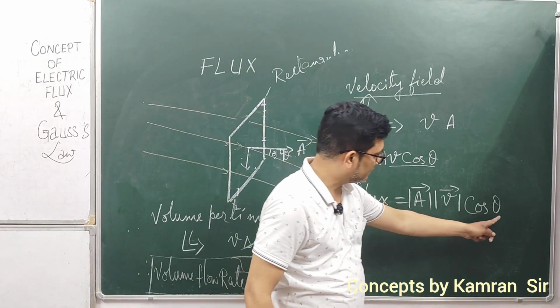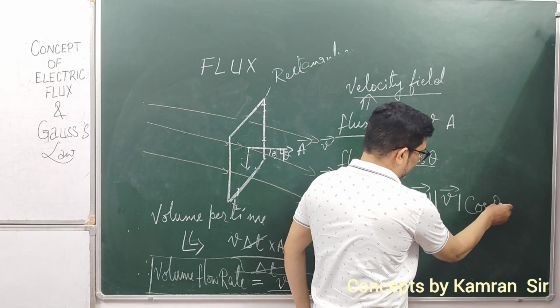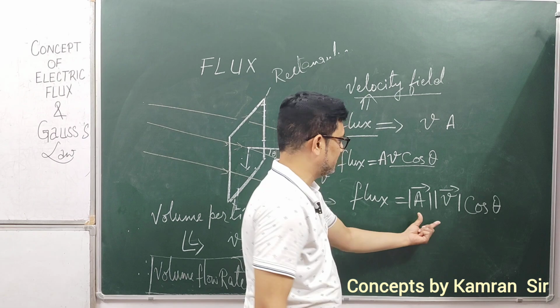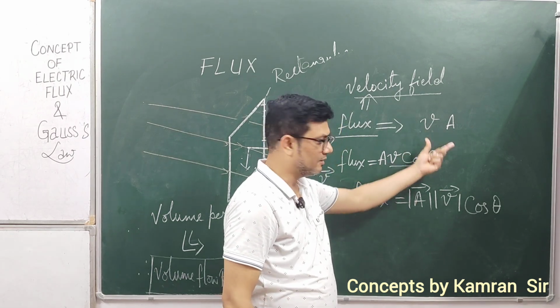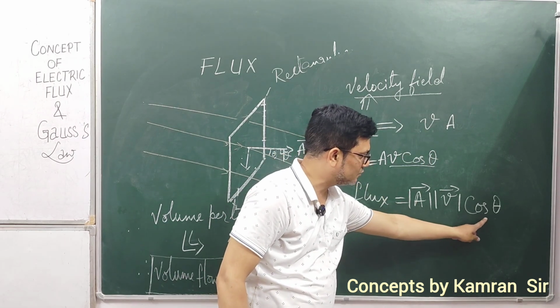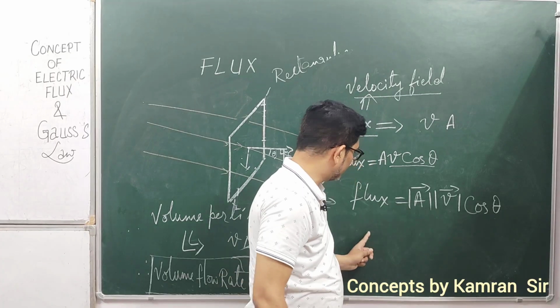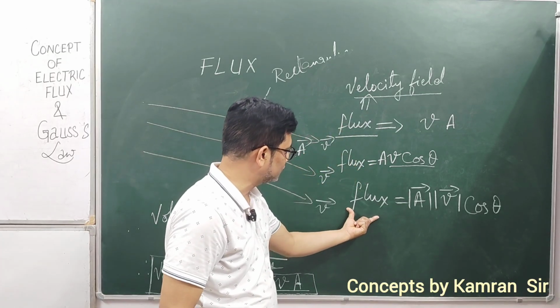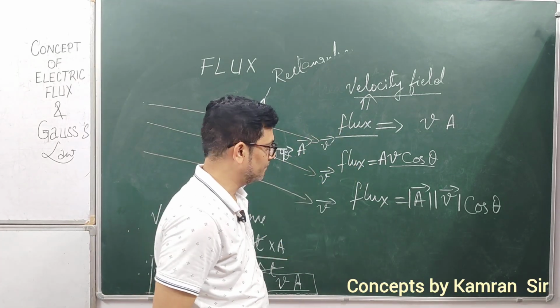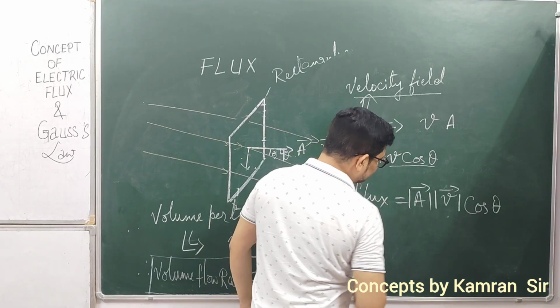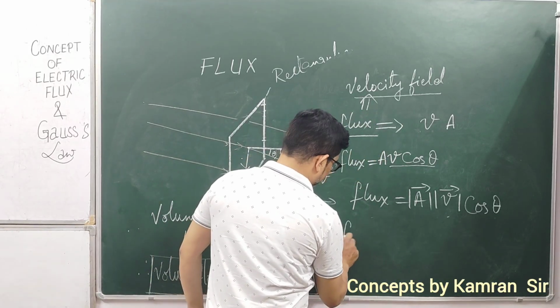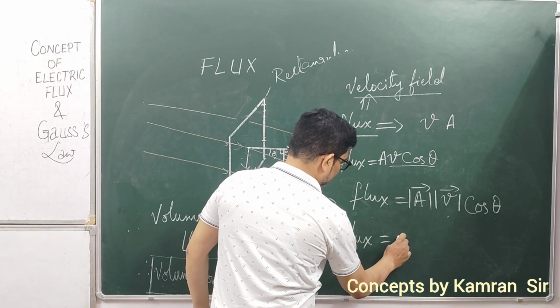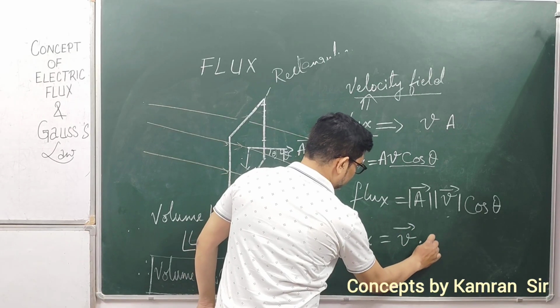It's all depending upon the angle theta. If I make this angle theta 0, it's going to be the maximum AVA. If I make this 90 degrees, we know cos 90 is 0. Everything times 0 gets 0, which means that flux is 0. So from our vector understanding, we know this flux is V dot A.